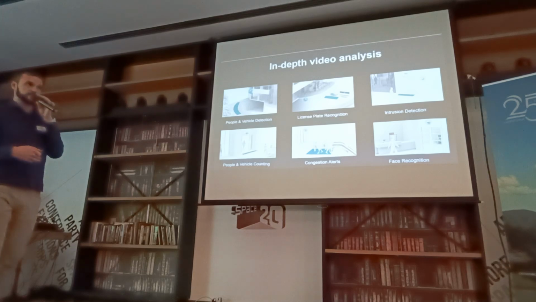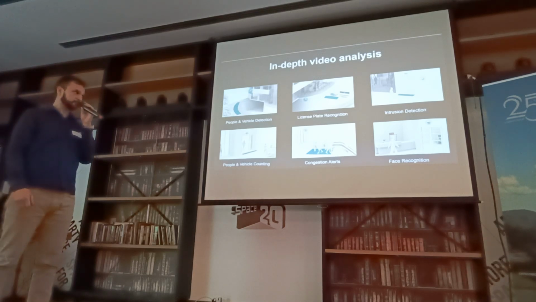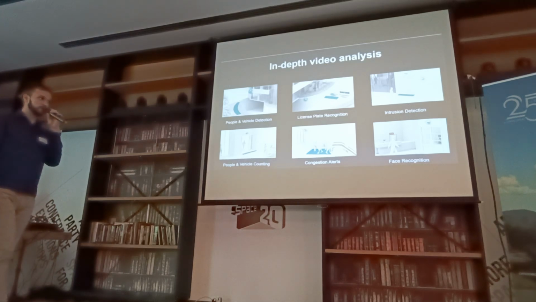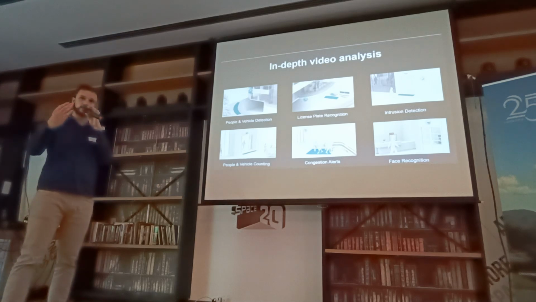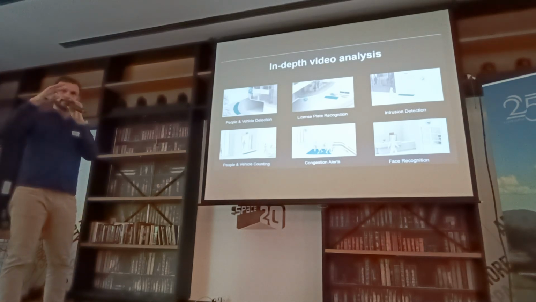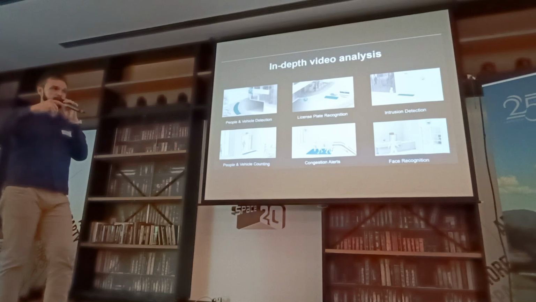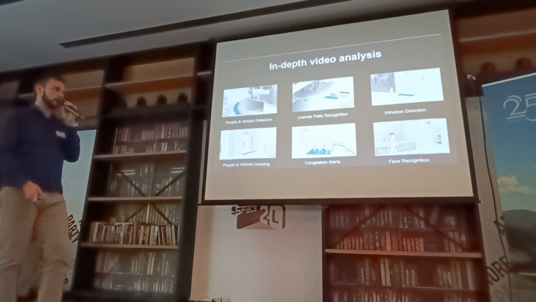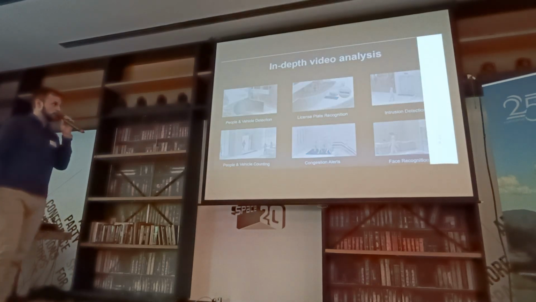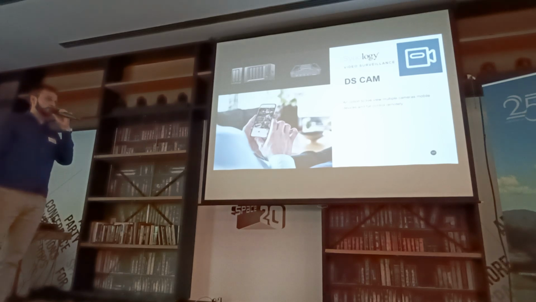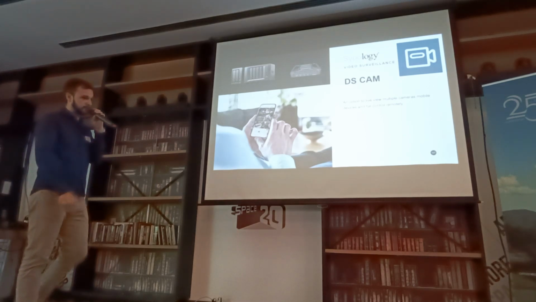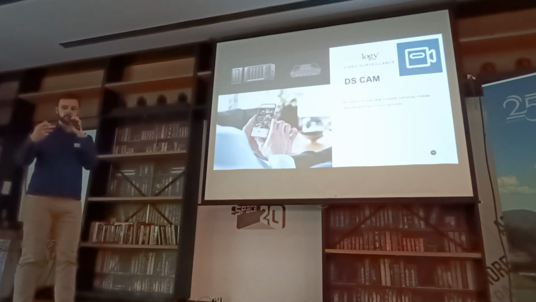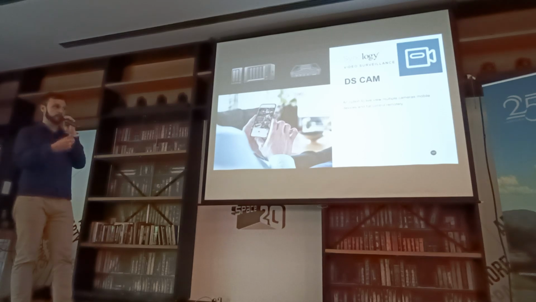Congestion alerts, this was a very popular feature during COVID, and you can have face recognition. Here you can upload a database of photos, and then it can tell you if a certain person that you want or don't want has entered a certain venue. Also on top of that, there's a mobile phone application called DS Cam, where you can overview your surveillance directly from a phone.